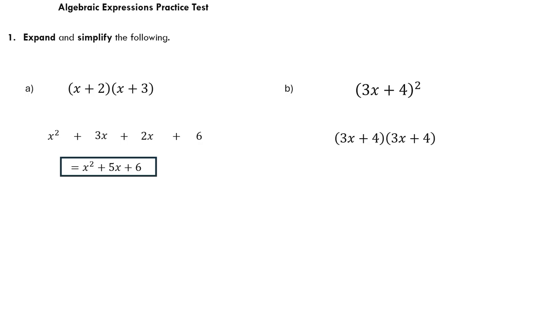3x plus 4 to the exponent 2 can be rewritten as 3x plus 4 times 3x plus 4. 3x times 3x is 9x squared. 3x times 4 is 12x. 4 times 3x is 12x. And 4 times 4 is 16. Collect our like terms. 12x plus 12x is 24x. So we get 9x squared plus 24x plus 16.